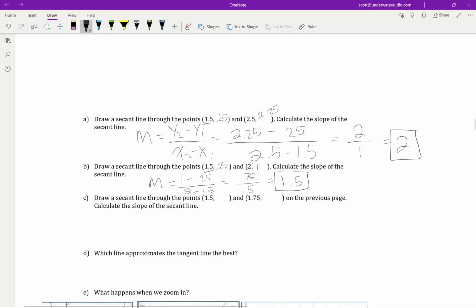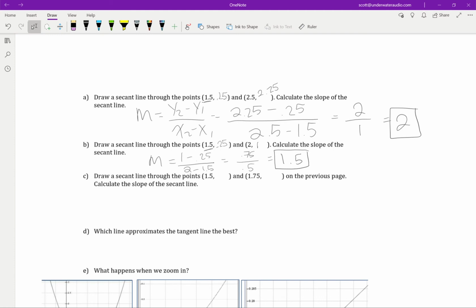All right, so my last bit right here says draw a secant line through the points 1.5, and we now know that's 0.25, and 1.75. Notice 1.5 and 1.75 are pretty close together. So let's go back up here.